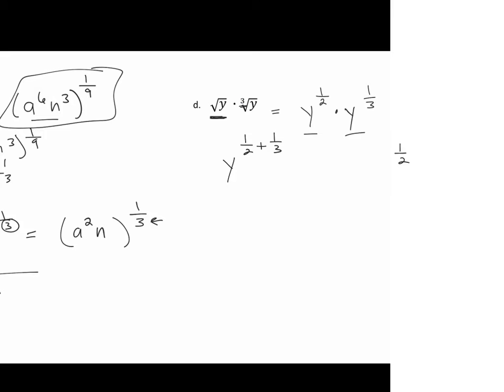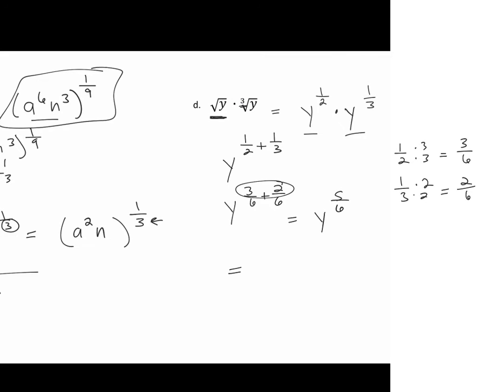Okay, so 1/2 plus 1/3, I need to get these to have the same denominator. And so the least common denominator is 6. To get that, I have to multiply 1/2 by 3 over 3 and 1/3 by 2 over 2. Okay, so now I've got y to the 3/6 plus 2/6, which is 5/6 altogether, if I add the numerators. And that's simplified. 5 divided by 6 can't be simplified any further.